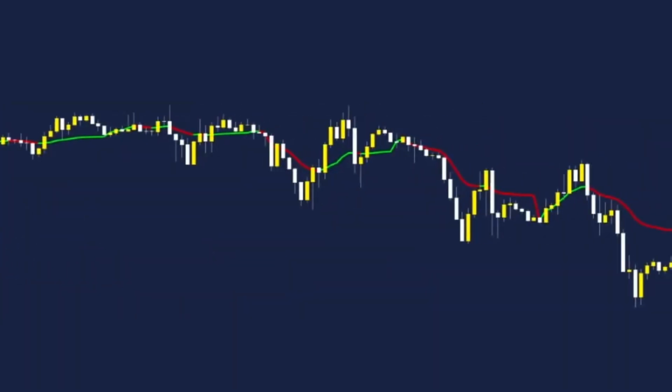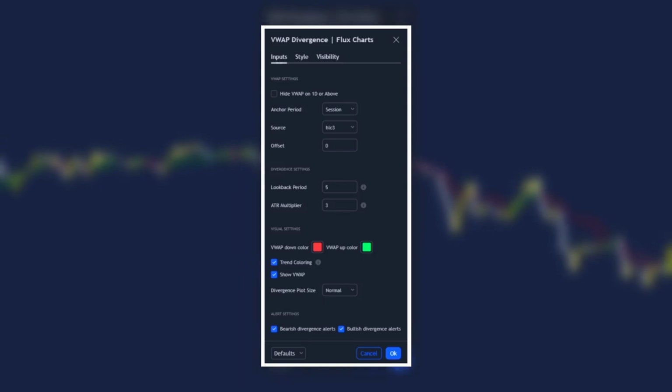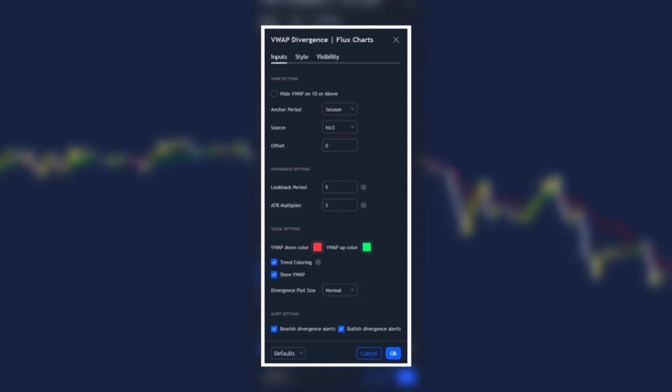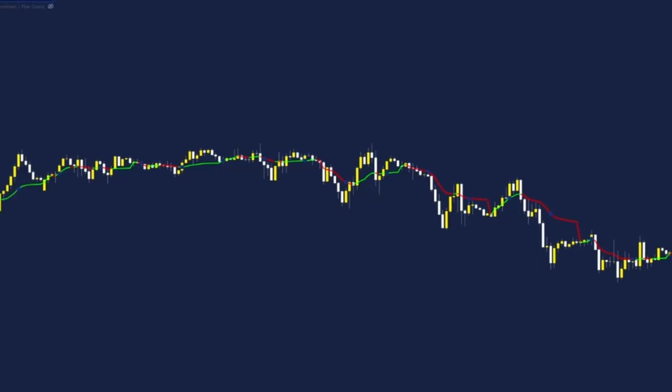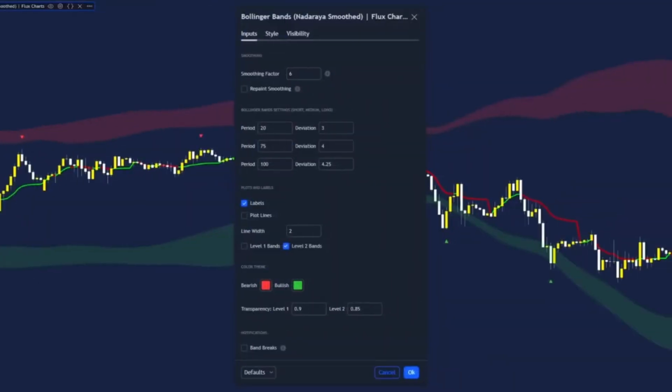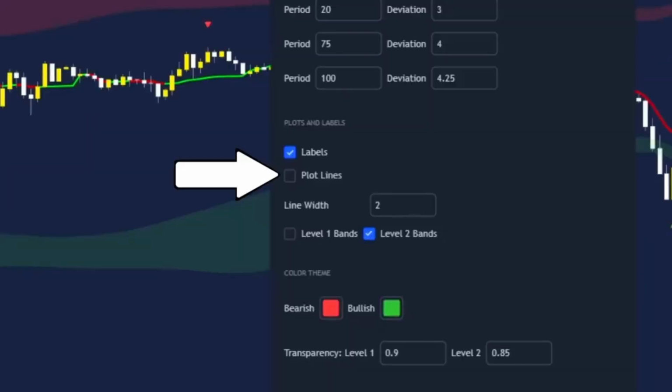So this is what the VWAP divergence indicator looks like, and I have left the indicator settings default, so your settings should look exactly like this. Now we're on a 1 hour time frame, so you can't see the divergence dots, but we'll be focusing on the VWAP for taking entries. For the Bollinger Bands, I've changed a few of the settings, but generally left most of the numbers alone. But you can see here I've turned off plot lines and removed level 1 bands.